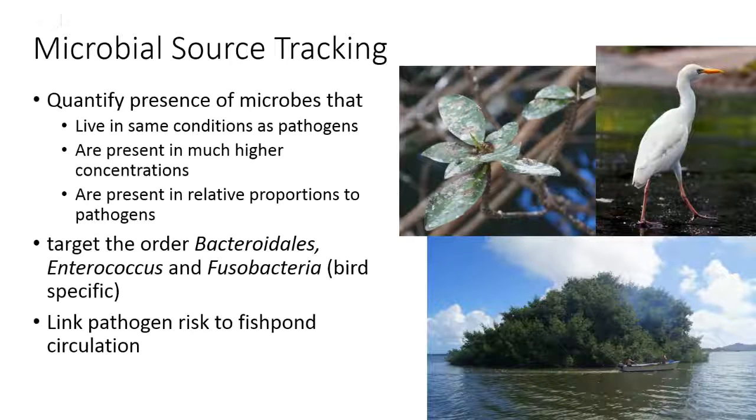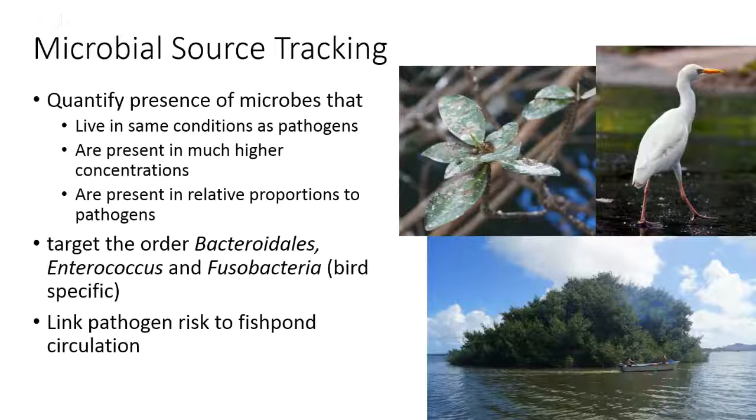And we also used Fusobacteria, which is a very bird-specific bacteria, and that was important to us because there's a mangrove island in the fishpond interior that hosts a large cattle egret colony that, if you have a closer look at the mangroves, is really full of bird feces. And so we hypothesized that this could be a large source of contamination to the fish pond, and we were interested in really looking at bacteria specific to these birds and how much influence it has on the water quality. And then we can link this pathogen risk to fish pond circulation.